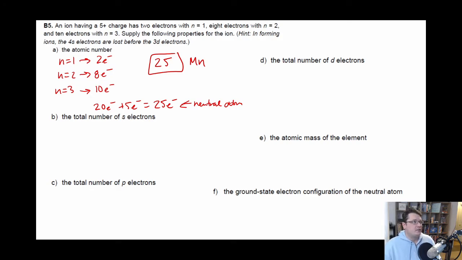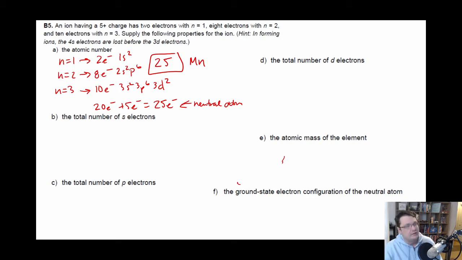And so now the next question is the total number of s electrons that we have. Going through, we know that the configuration for n equals 1, those are all going to be s electrons. So we have 1s2 in this case. For the n equals 2 level, we have 8 electrons, so that's going to be 2s2 2p6. And then for the n equals 3 level, we have 10 electrons in this scenario. So we should have 3s2, 3p6, and then 3d2, because they all get filled up in that order. So we should have 3d2.